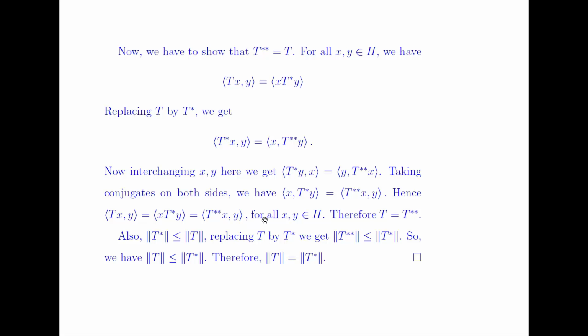And using the equality of inner products, we can say that T is equal to T star star. Also we have the norm of T star is less than or equal to the norm of T. So replacing T by T star, we get the norm of T star star is less than or equal to the norm of T star. So we have the norm of T is less than or equal to the norm of T star. Therefore the norm of T is equal to the norm of T star.